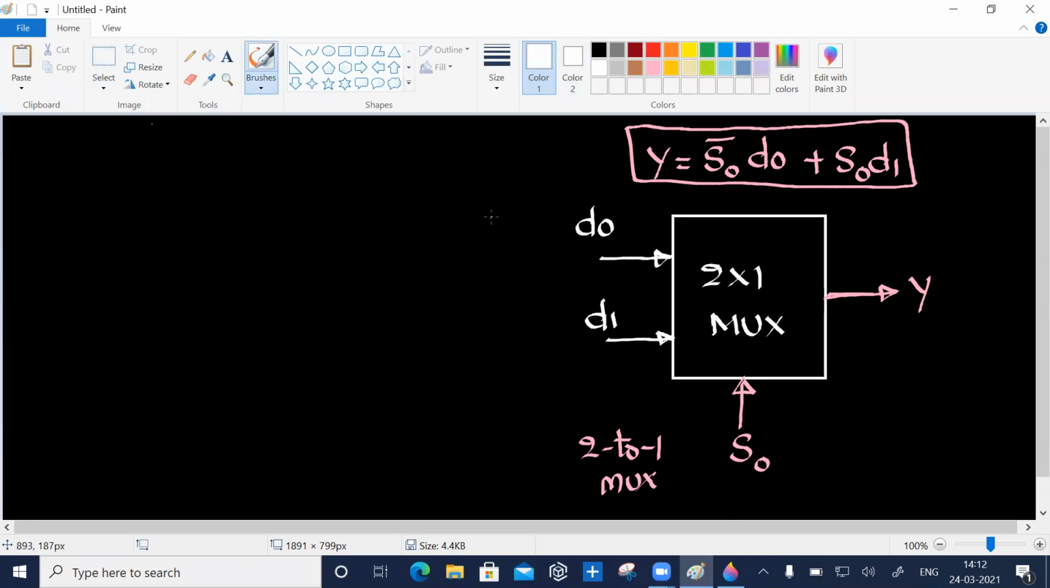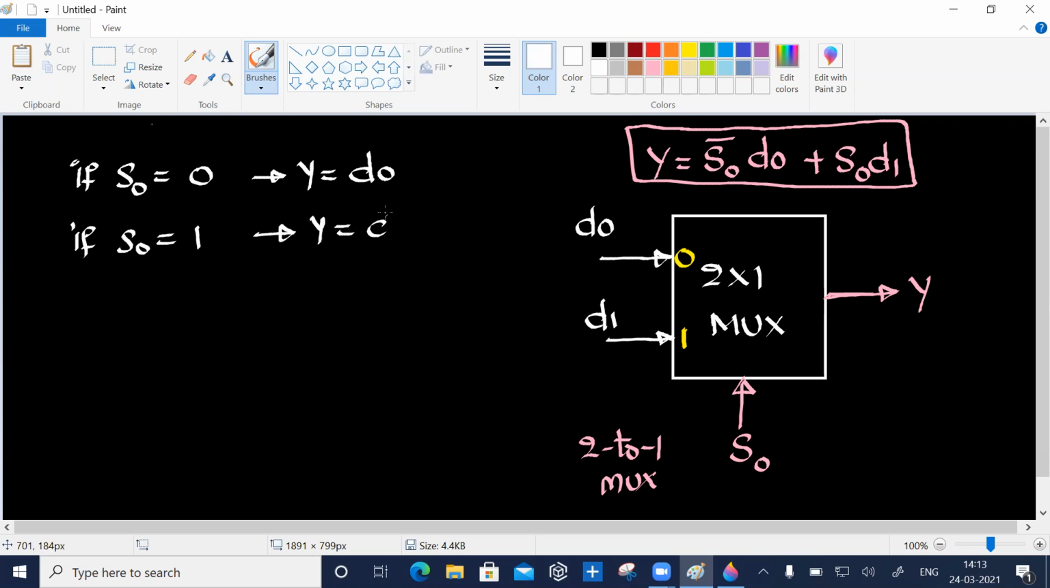Okay, so you know what the meaning of this is? What I'm saying is: if S sub 0 equals 0, what is Y? Y is equal to D naught. So if S naught equals 0, we select D naught. If S naught equals 1, we select D1. Therefore, if S naught is 0, Y is equal to D naught, or if S naught is 1, Y is equal to D1.